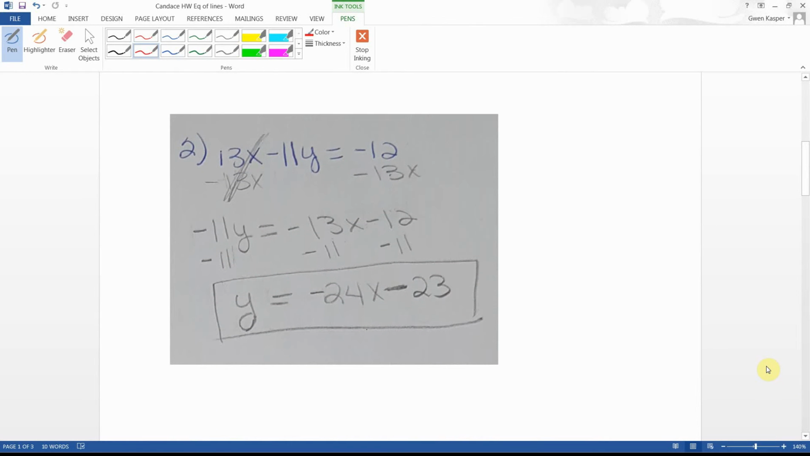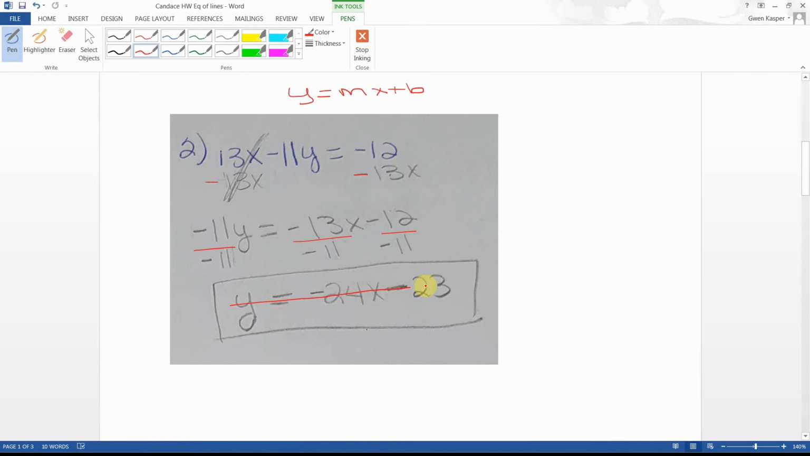The second question, write this in slope-intercept form, so we want it in y equals mx plus b form. The first thing you did was subtract 13 from both sides. That was good. So you ended up with negative 11y equals negative 13x minus 12. But right here, it looks like you subtracted. And you're multiplying y times negative 11, so you want to divide by negative 11. So you're going to divide this by negative 11 and divide this by negative 11.